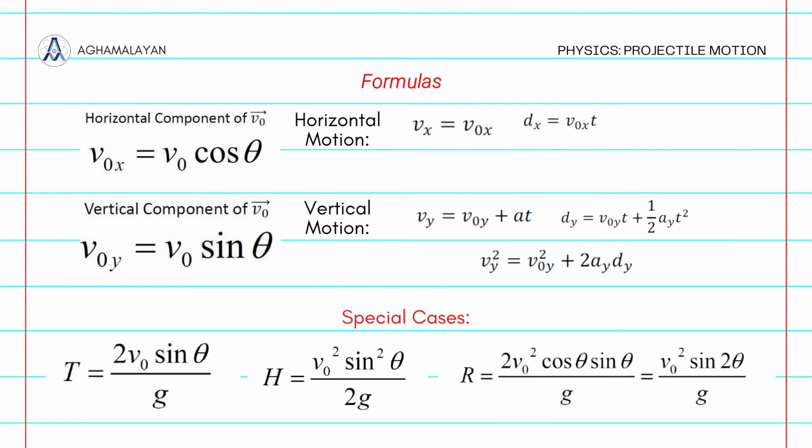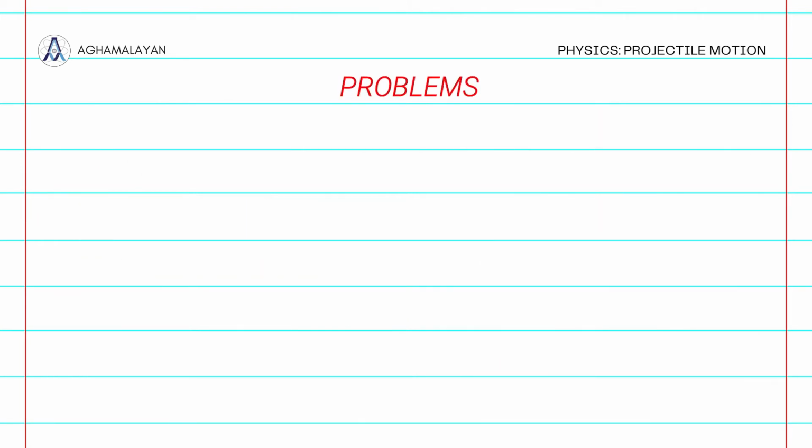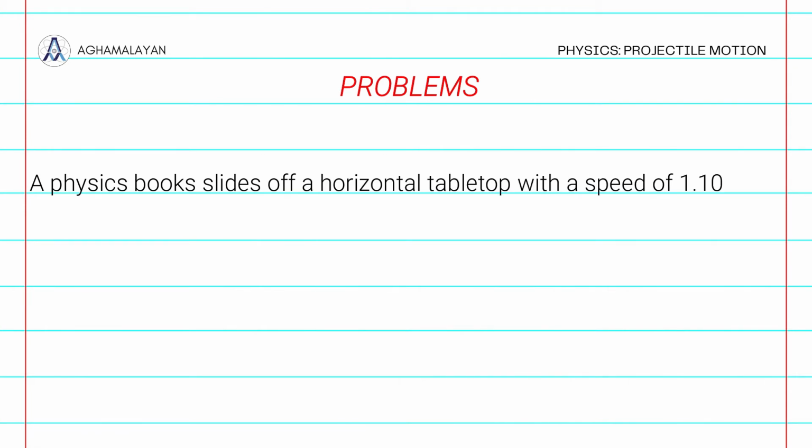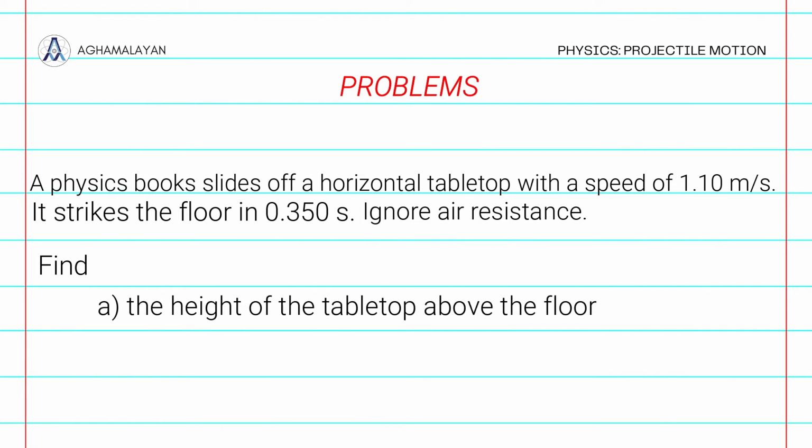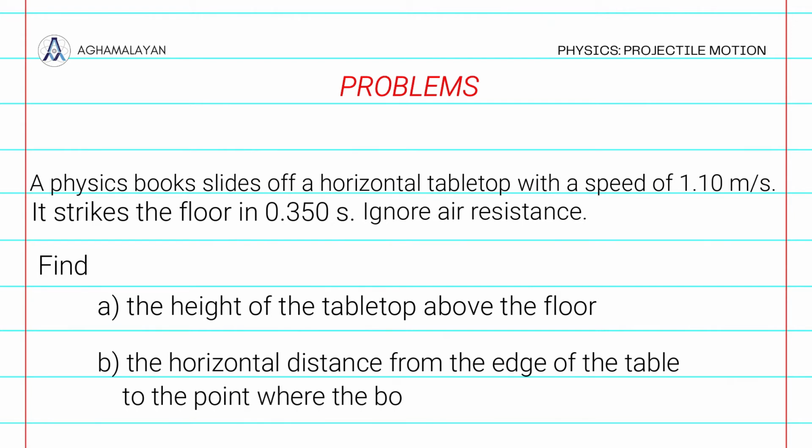Okay, now that you have the formulas needed and hopefully you understood the concepts regarding projectile motion, let's try to solve some problems involving projectile motion. Let's have this problem. A physics book slides off a horizontal tabletop with a speed of 1.1 meters per second. It strikes the floor in 0.35 seconds. Ignore air resistance. Find A, the height of the tabletop above the floor, and B, the horizontal distance from the edge of the table to the point where the book strikes the floor.